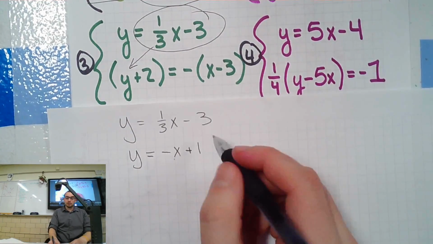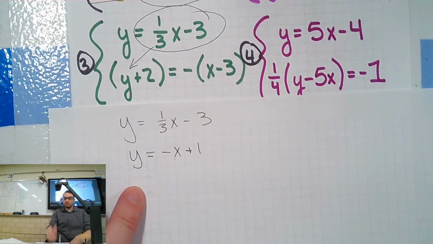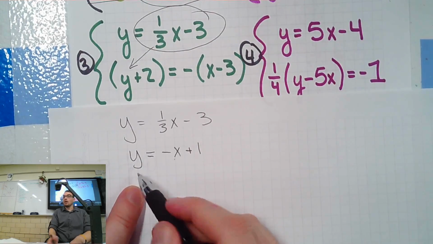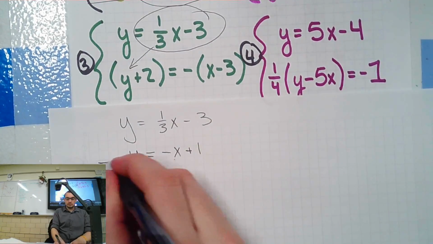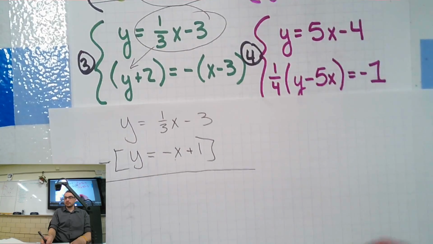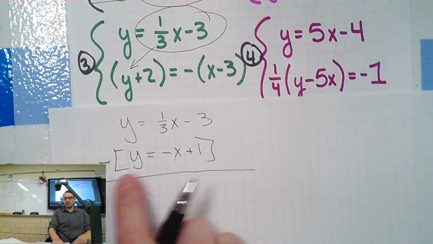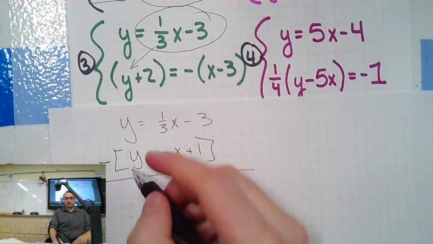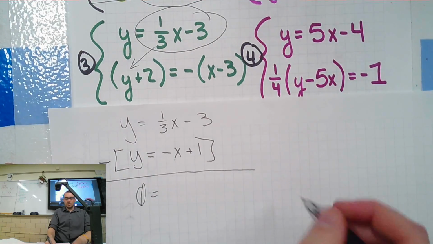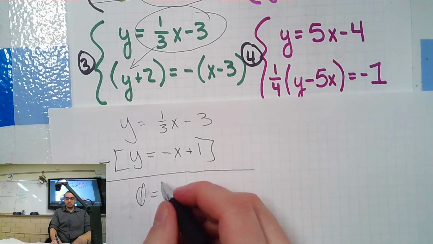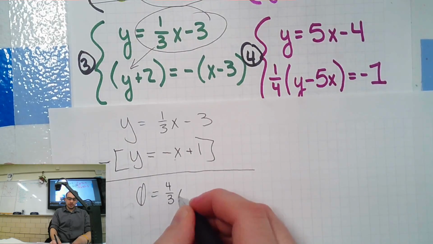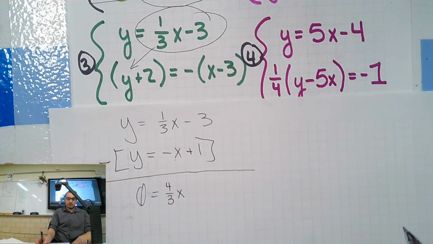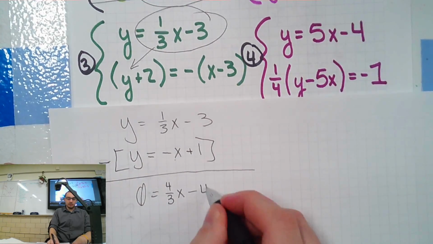And now you can do substitution if you want, which is what you would have done, right? Plug that in here, basically. Or, if you like combination, subtract that whole thing. I do that so I remember to go back to the negative. Y minus y is 0. 1/3 plus 1. 4/3 x. -3 minus 1 minus 4.